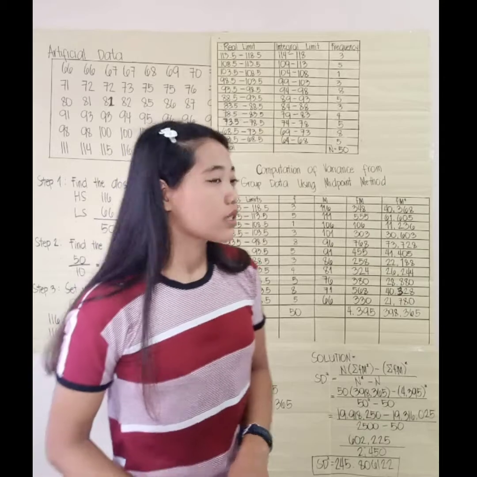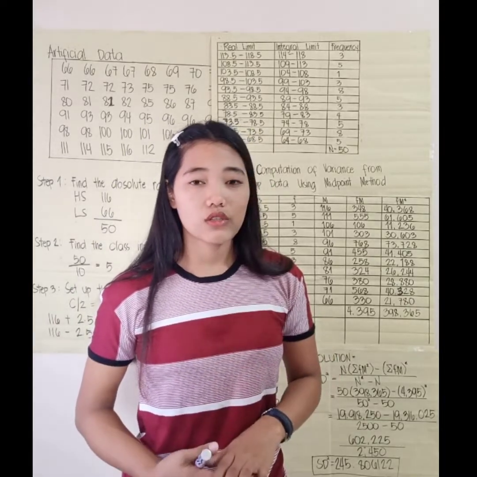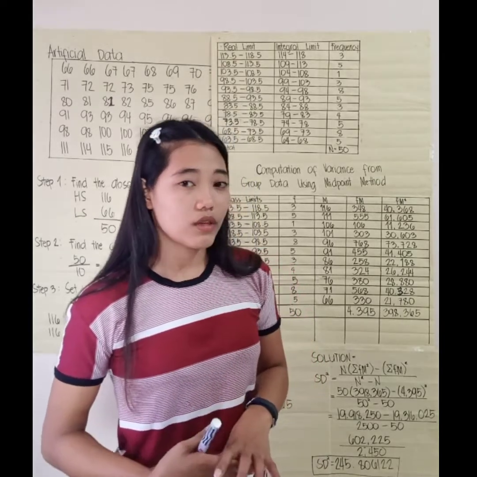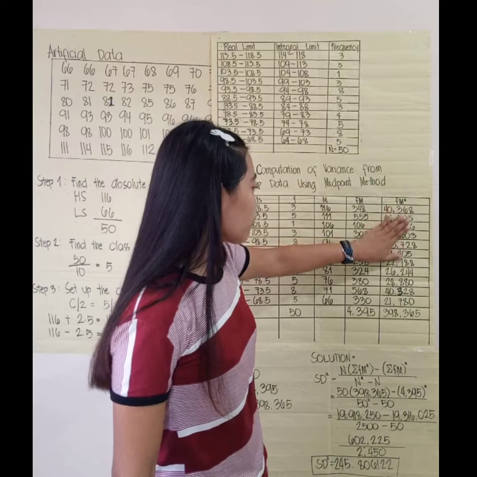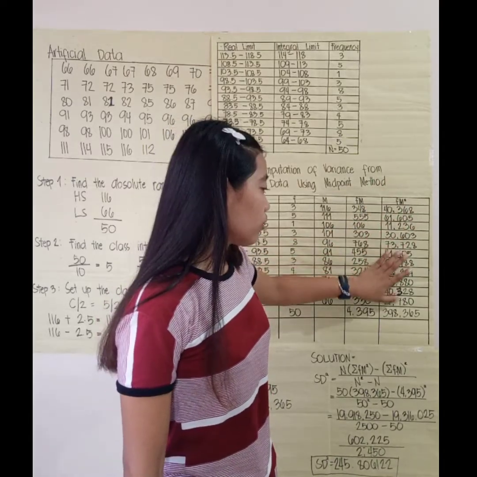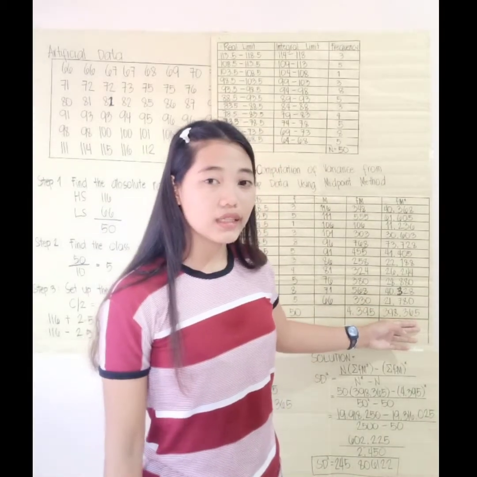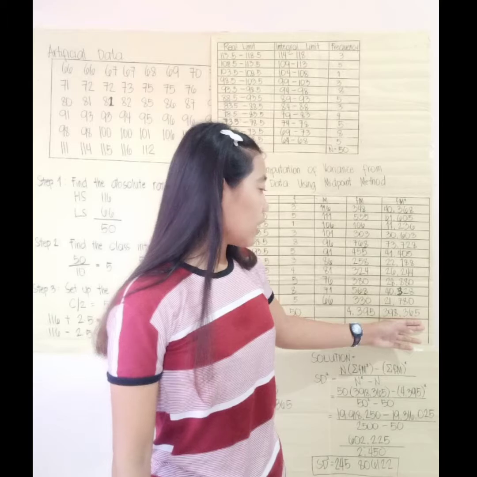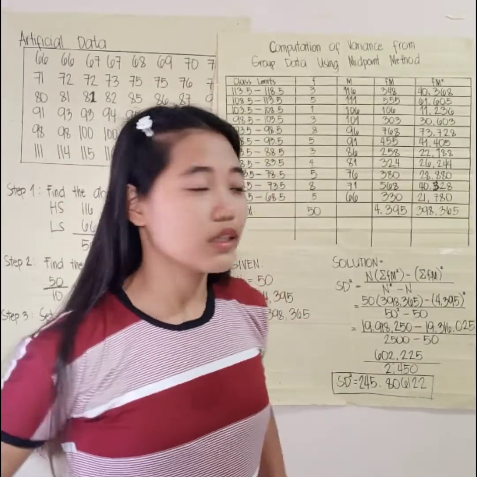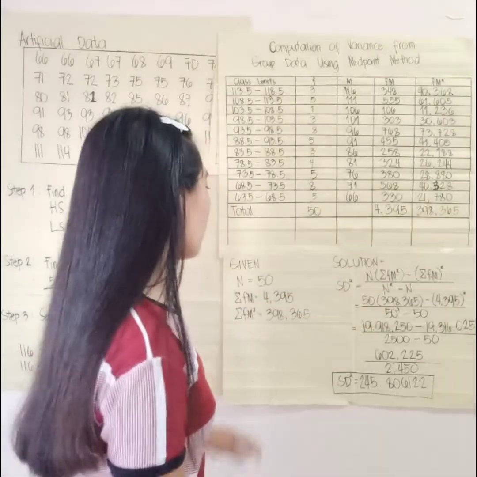Next, let's apply our fourth step, which is to sum all the values of FM2 to get the sum of FM2. After getting the values of FM2, let's add all of these values. So we have the result of 398,365. Now let's proceed to the computation using the formula of the midpoint method.